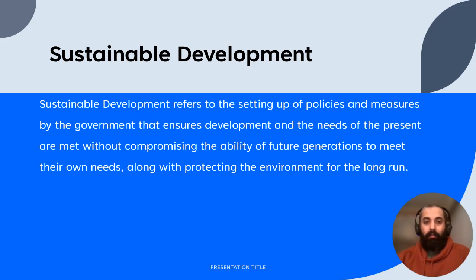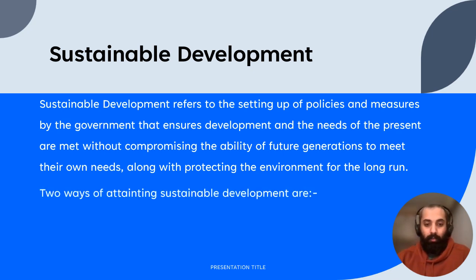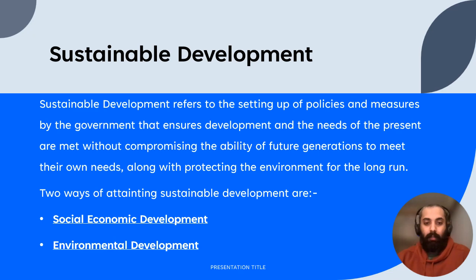Sustainable development refers to the setting up of policies and measures by the government that ensure development and the needs of the present are met without compromising the ability of future generations to meet their own needs, along with protecting the environment for the long run. The two ways of attaining sustainable development are through social economic development and environmental development.